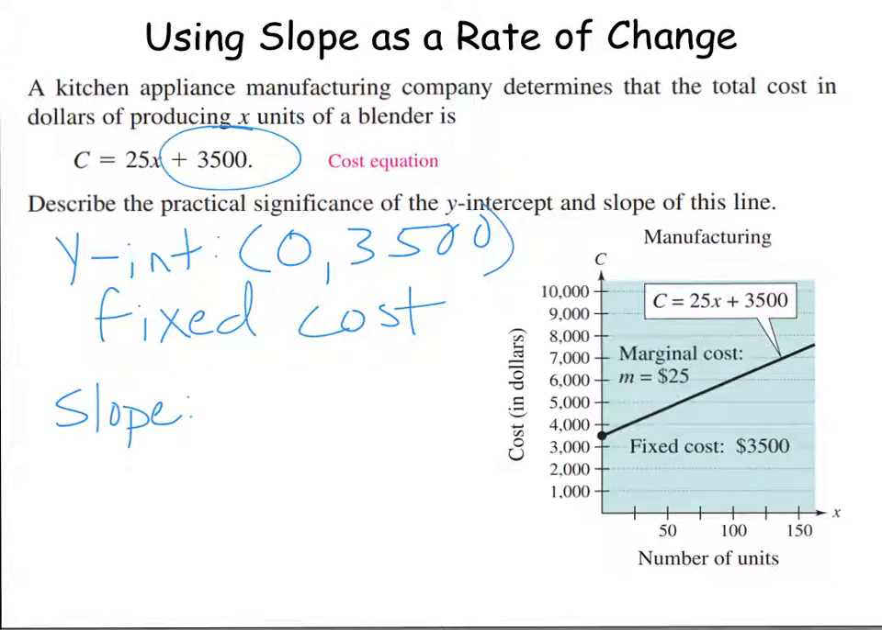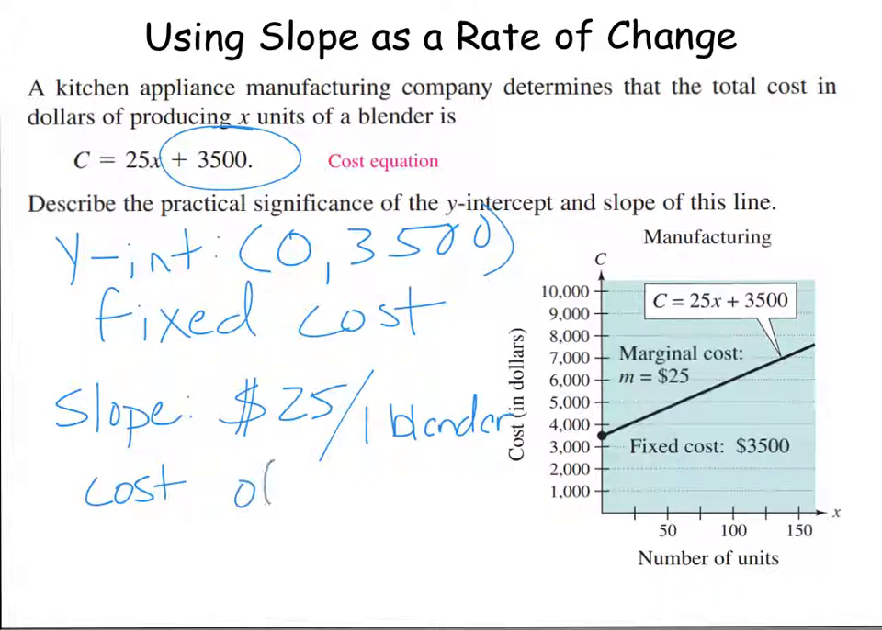Now when we look at slope, right, that is change in y, which is $25, over x, which is in blenders. There's more cost associated with producing the blenders.